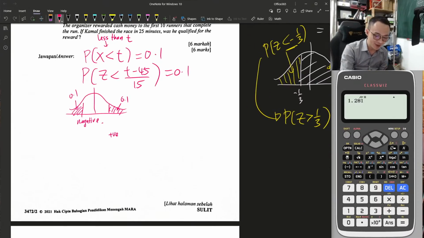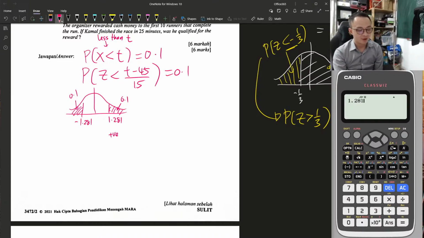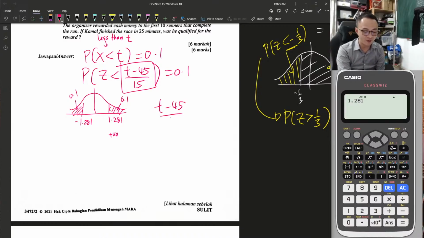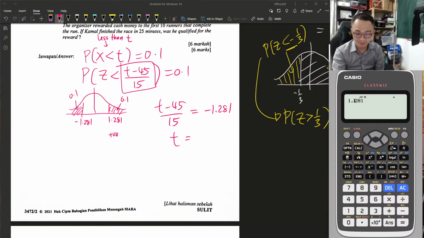So this one is 1.281, but the original value is in the negative zone, right? So it's negative 1.281. Therefore, t minus 45 over 15 is negative 1.281. So t is this value, negative first, then multiply by 15, and then plus 45.